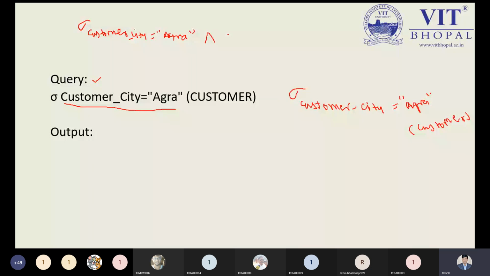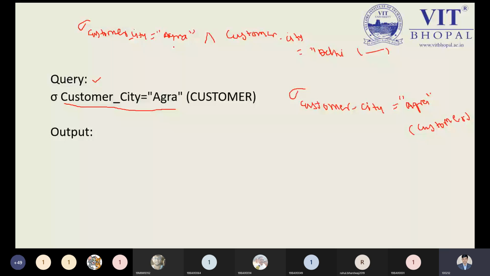Okay, and again we need to write customer city is equal to Delhi, suppose I'm writing. Okay, so Delhi, and after that we need to write the customer table, so customer city equal to Agra. So this will select those records of the customers who belong to Agra and Delhi. So this is a point we need to keep in mind.